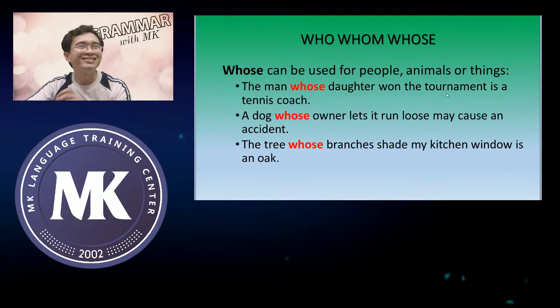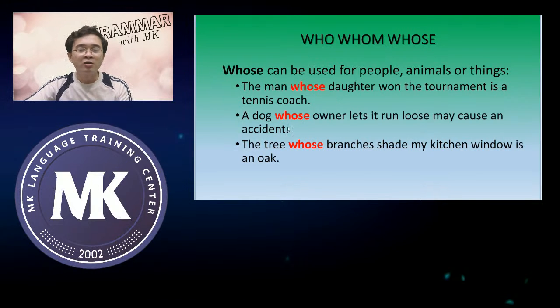So guys, in this sentence, can you tell me the verb or the main verb here? Yes, I think the main verb here, of course, is not the word won, because whose daughter won the tournament is just a relative clause. Even though it has the subject, even though it has a verb, it cannot stand alone. Remember, because this is a dependent clause and it depends on the independent clause.